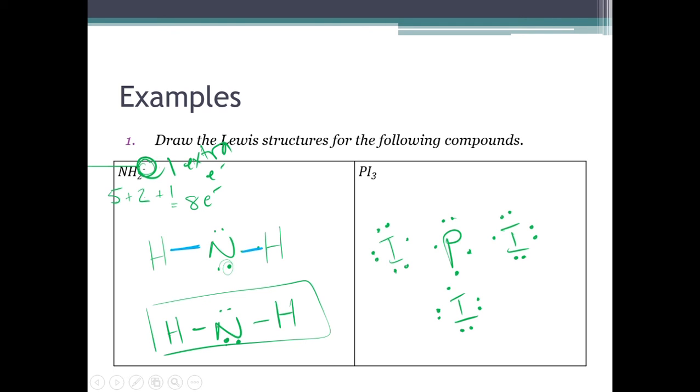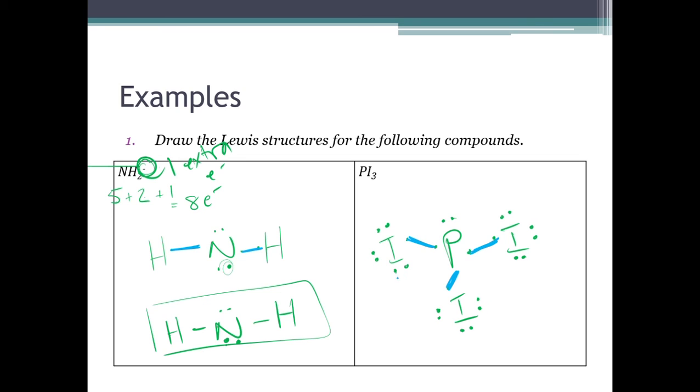So we've drawn each of our Lewis structures. Then we will go ahead and start pairing up electrons. So we'll pair these right up right here. We'll pair these up right here. We'll pair these up right here. And that's actually all we need to do to make sure all of our electrons are paired. Everything else already has a partner.